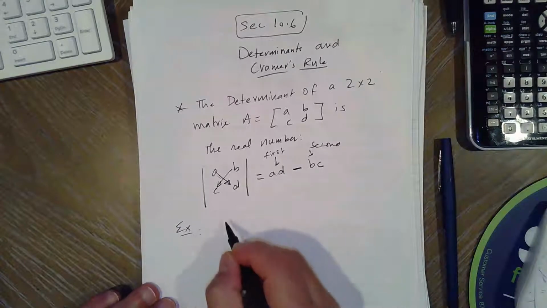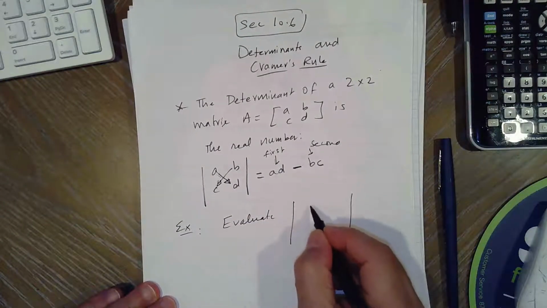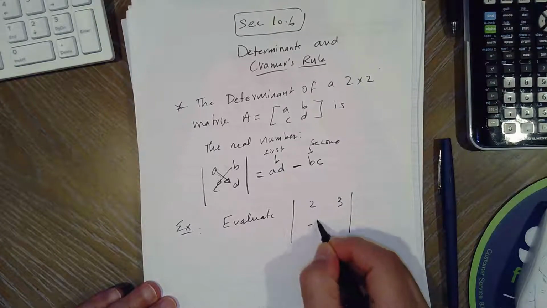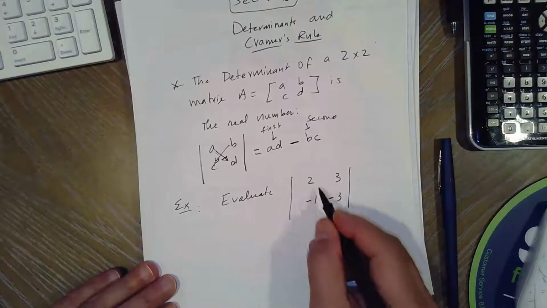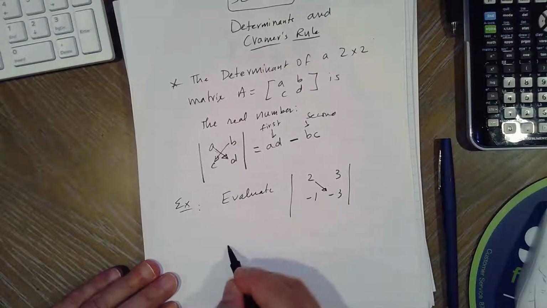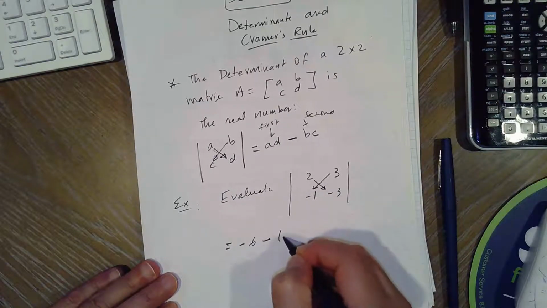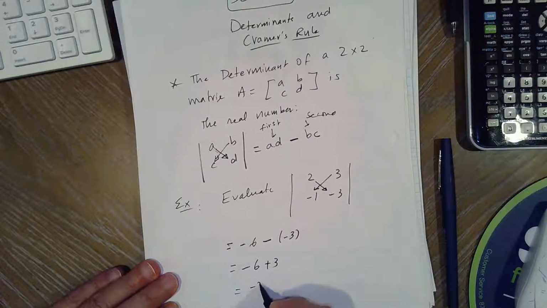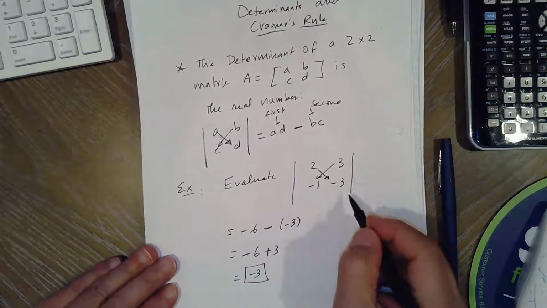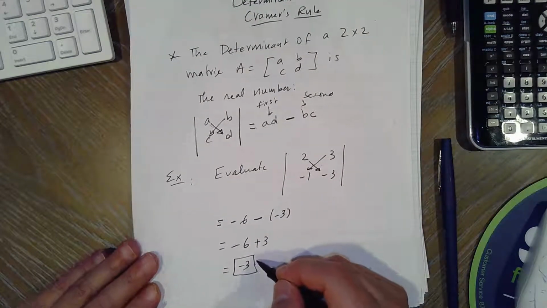Here's an example. When I say evaluate and give you something like 2, 3, -1, -3, it's a determinant of a 2 by 2 matrix, so we do that first. 2 times -3 is -6, minus 3 times -1 is -3, so -6 plus 3, which is -3. Although a determinant looks like an absolute value, it's not. You can see the answer can be positive, negative, or 0.